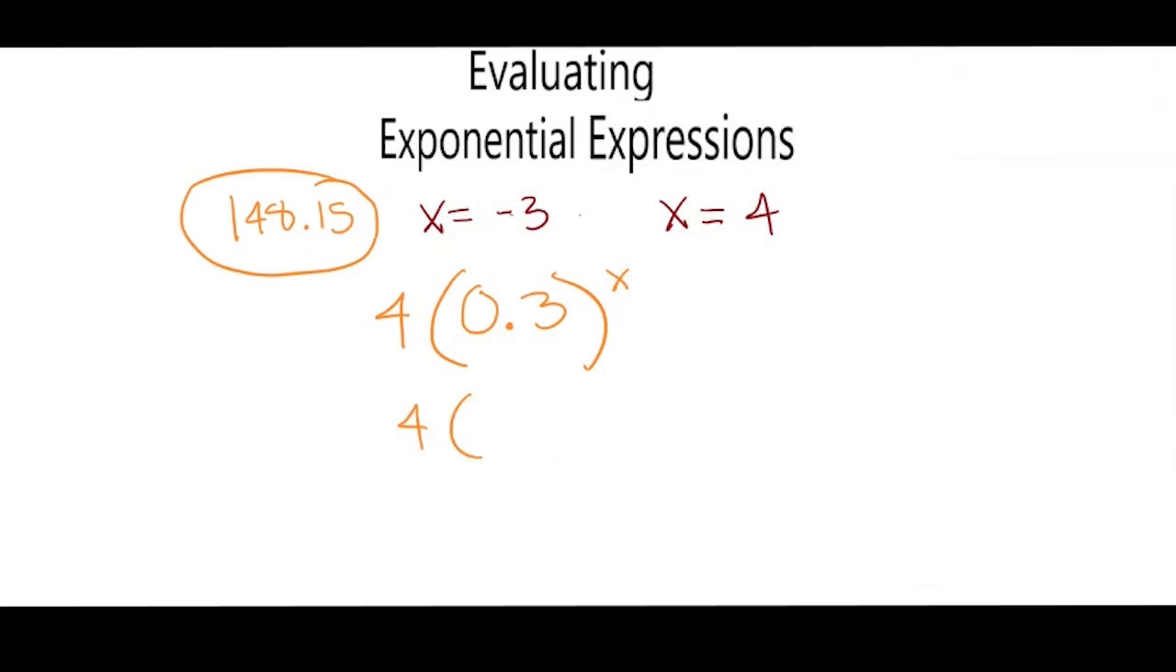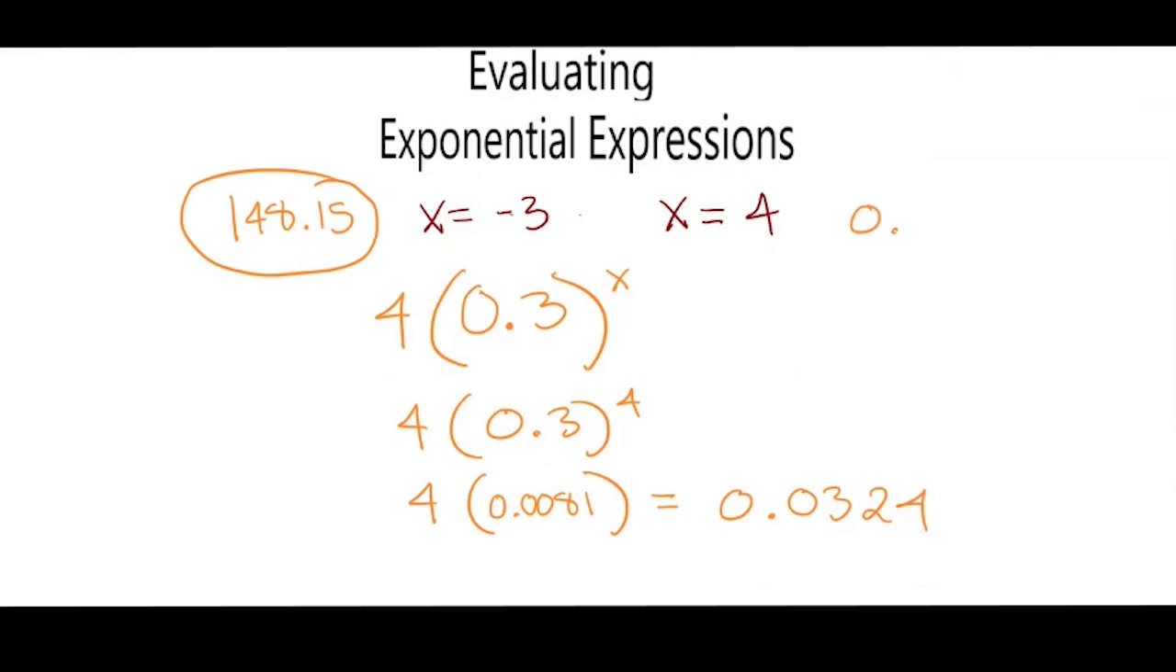So 4 times 0.3 raised to the fourth power. Well, that's 0.3 times 0.3 times 0.3 times 0.3. So 4 times 0.3 raised to the fourth power is 4 times 0.0081. So 4 times 0.0081 is 0.0324. And that's the value of our expression when x is equal to 4. 0.0324. And that's how you evaluate exponential expressions.